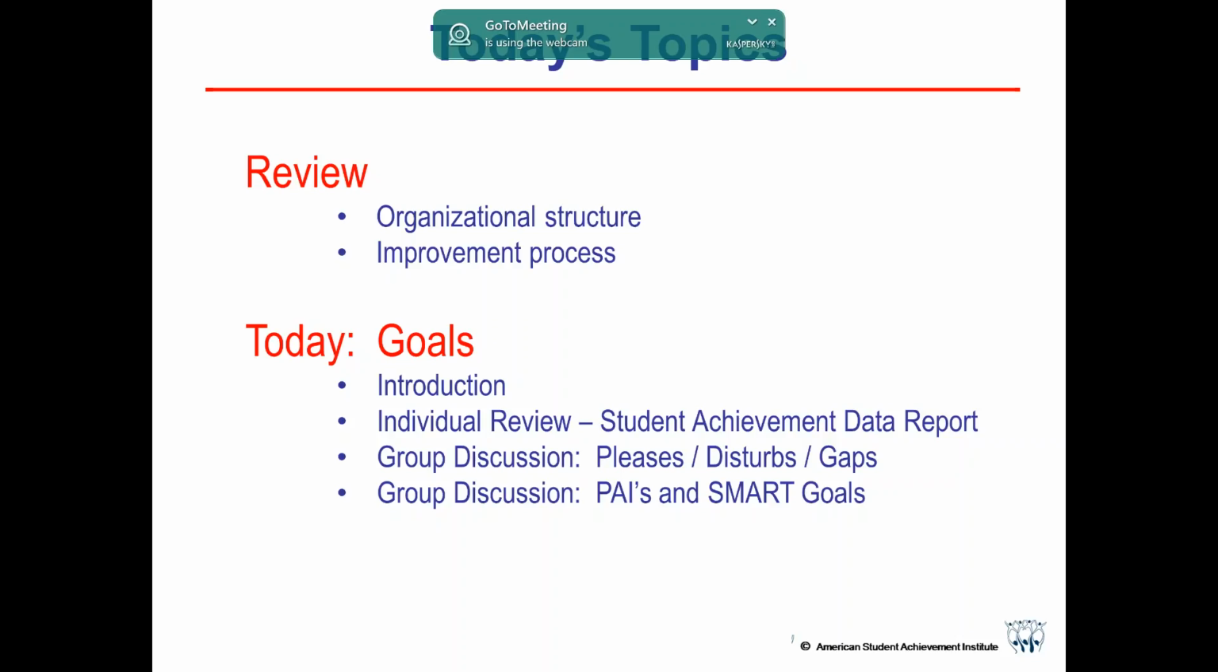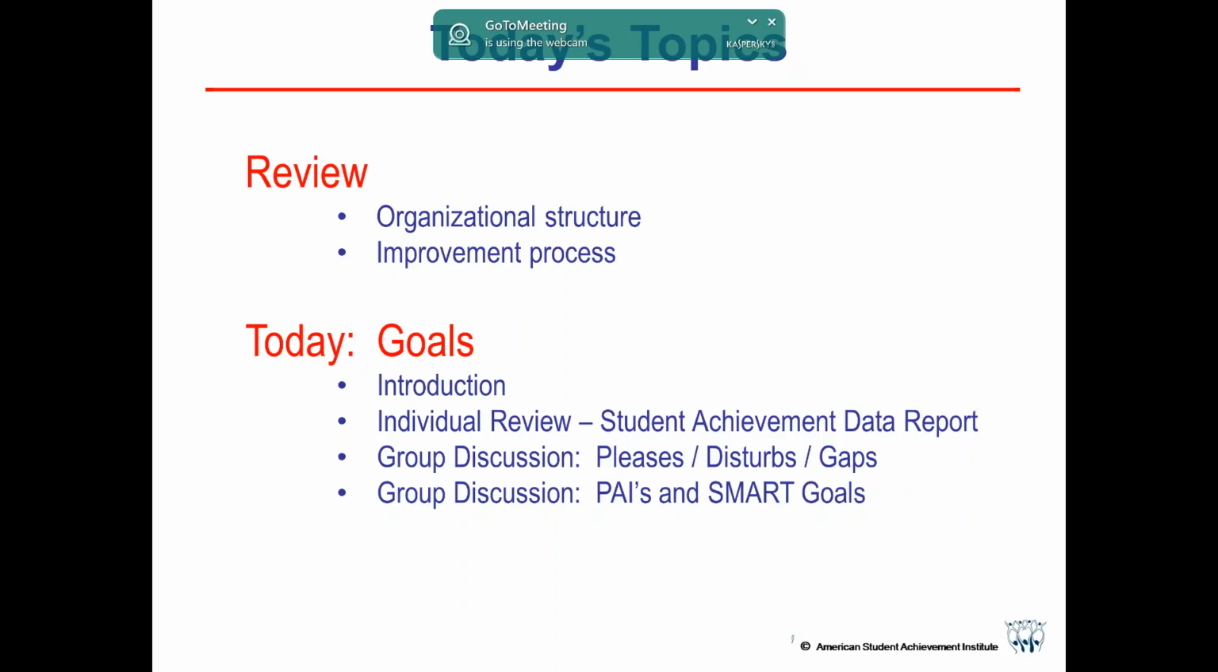But we also understand that schools have time constraints. So if it's not possible to involve everybody in that last discussion where you're actually rolling up your sleeves and digging in and saying, okay, if this is what pleases the big group, if this is what disturbs the big group, then what do those PAIs and SMART goals need to say exactly? If you want that to be a subgroup of people, that could be okay.